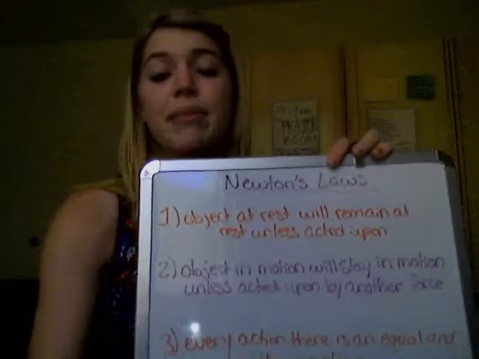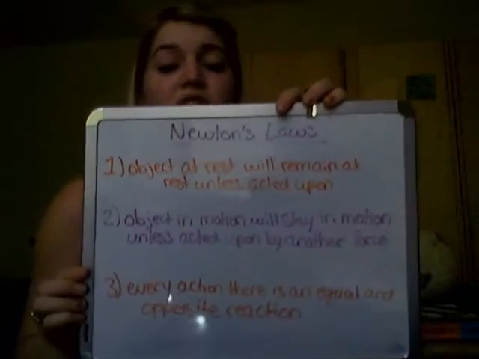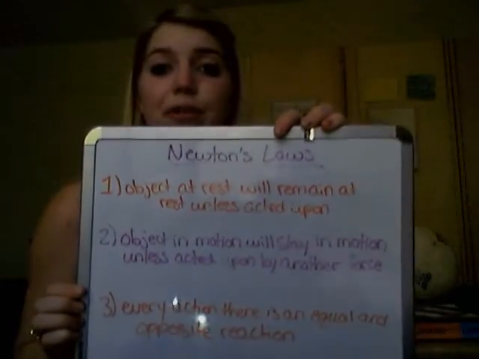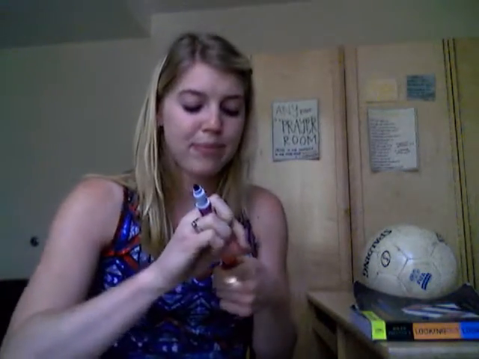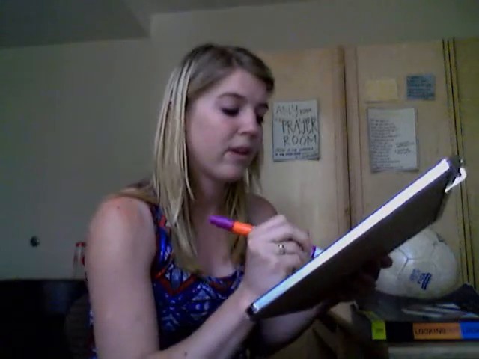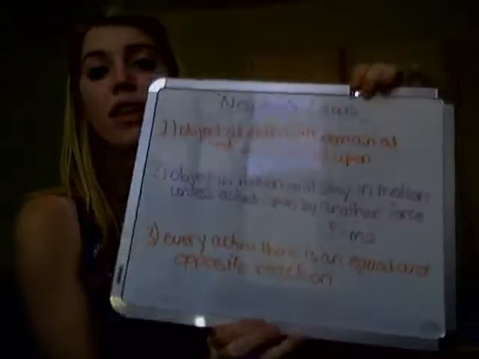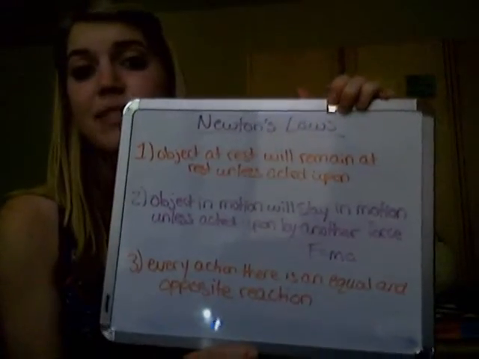Newton's second law of motion is that an object in motion will remain in motion unless acted upon by another force. Newton also gives us an F equals ma formula. Let's write that down. F equals ma. Force equals mass times acceleration.